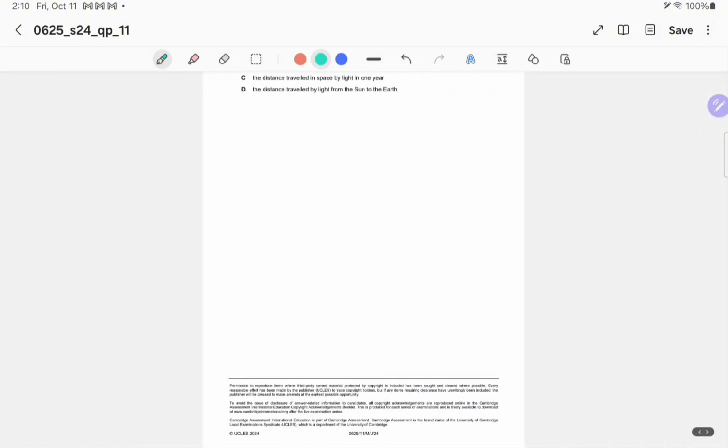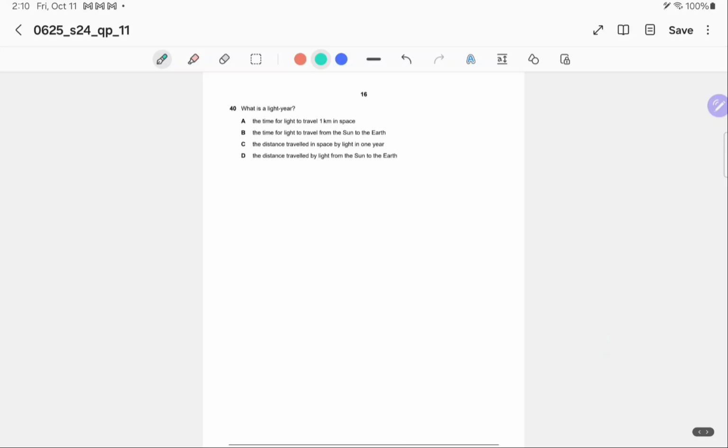Okay, the last question in this paper. What is a light year? It is the distance traveled in space by light in 1 year. It's not in kilometers or anything, and not the sun to earth distance. It's the distance traveled in space by light in 1 year.